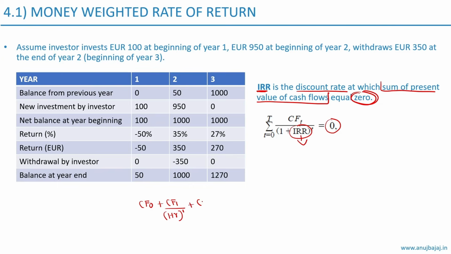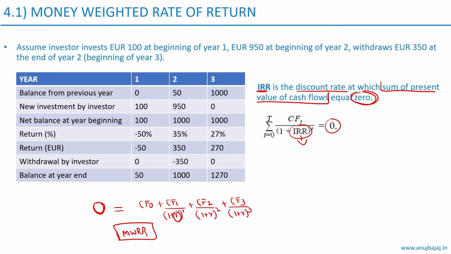Then cash flow 2, which is cash flow at the end of year 2 or cash flow at the beginning of year 3. We divide it by (1 + r) square to find the present value. Then we have cash flow 3, that is cash flow at the end of year 3, divided by (1 + r) cube. The sum of all these present values should be 0, and the discount rate which makes the sum of all these present values equal to 0 will be the interest rate we earned on this investment.